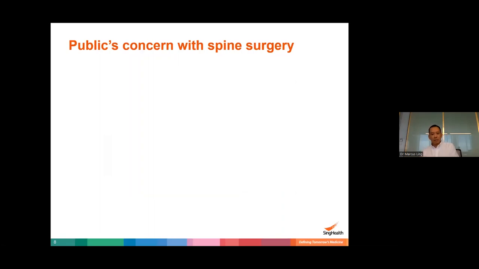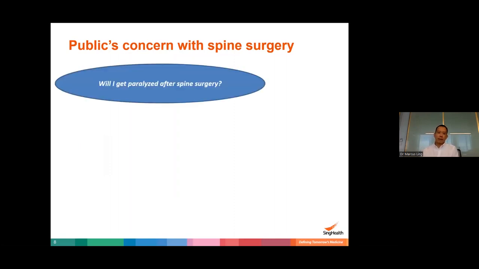My next section of the talk will be to deal with the public's concerns with spine surgery. And let me go one by one. Number one is, I get asked this question all the time: will I get paralyzed after surgery? So my explanation to this is that the risk of paralysis in spine surgery in this day and age is pretty low. It depends on a few factors.